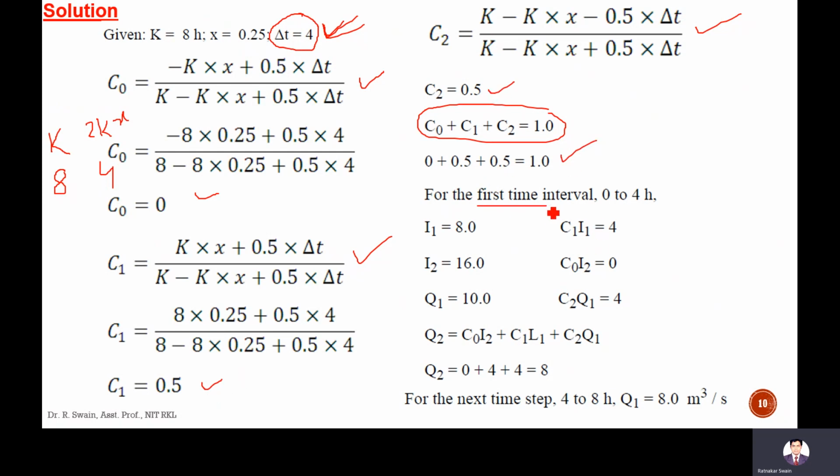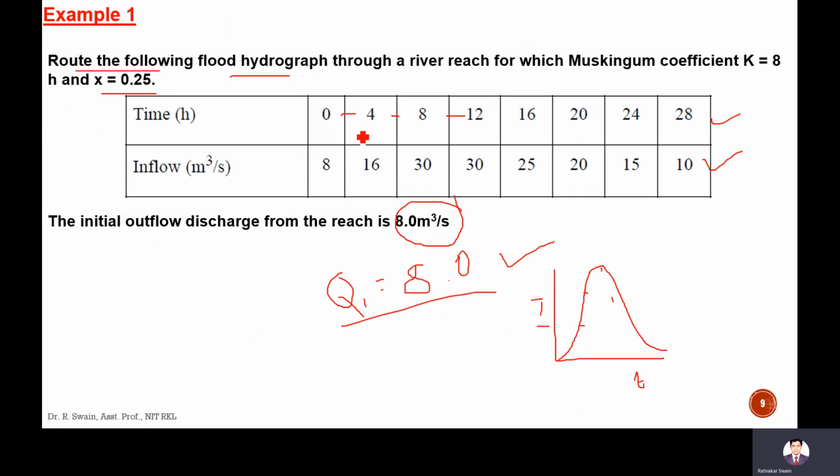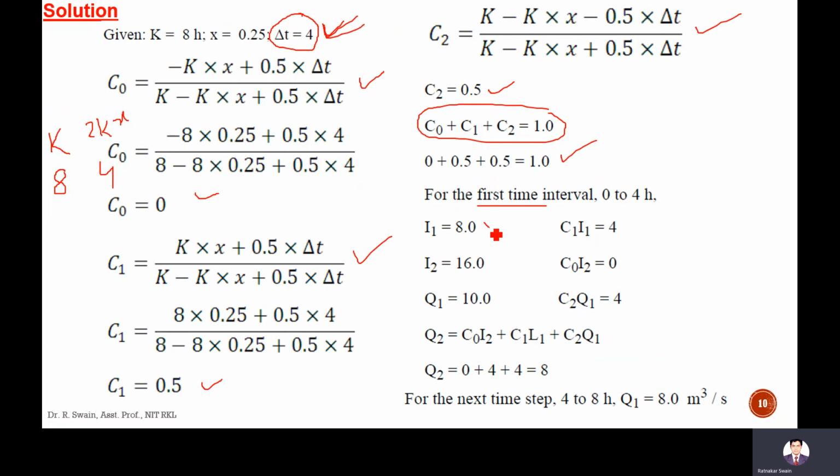So for the first time interval, 0 to 4 hour, I1 is given and I2 is given. So C1 I1 you can calculate, C naught I2 you can calculate, and the initial outflow discharge Q1 is given, so C2 Q1 you can calculate. Applying the Muskingum routing equation, Q2 we get as 8. So for the first time step, Q2 is 8.